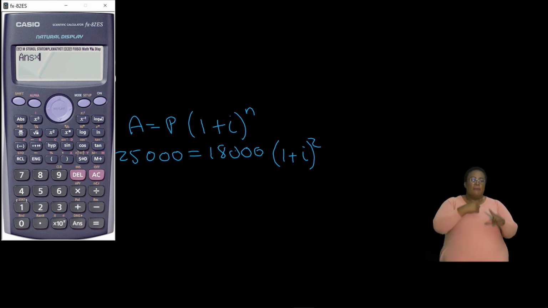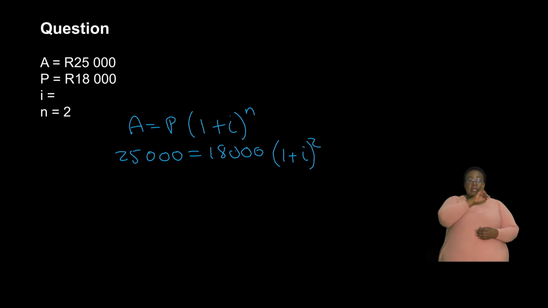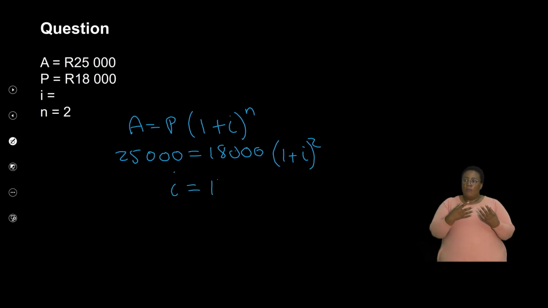I will multiply this by 100 to get it to be a percentage. Then it becomes 17,9. Remember, round off to 1 decimal place. So this i will then be 17,9%.